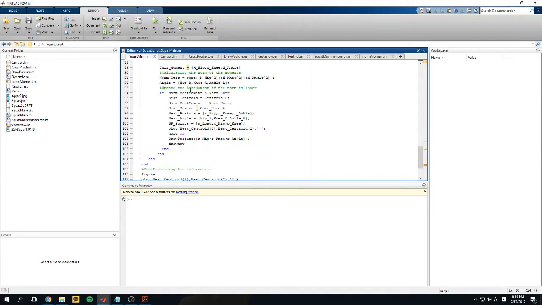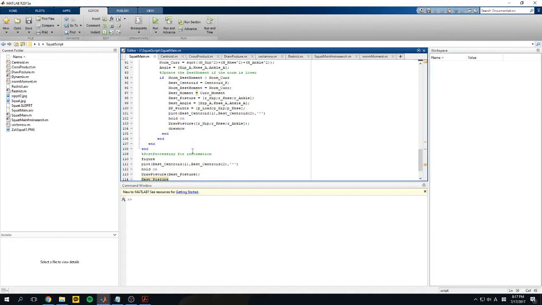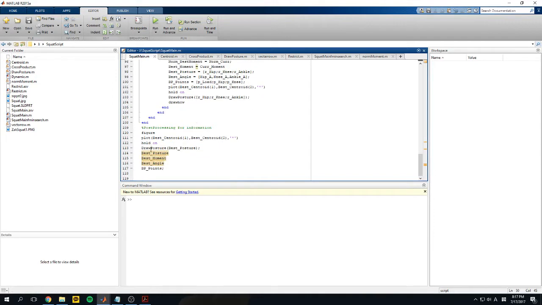If the norm of the best moment that's right now is greater than the norm that's calculated in this iteration, that means that the norm that's calculated currently is the best moment, because we're trying to reduce the magnitude of the norm. Therefore, the best values are updated here, and the posture is plotted. And at the end, the best posture and the best centroid is modeled as well as with some data.